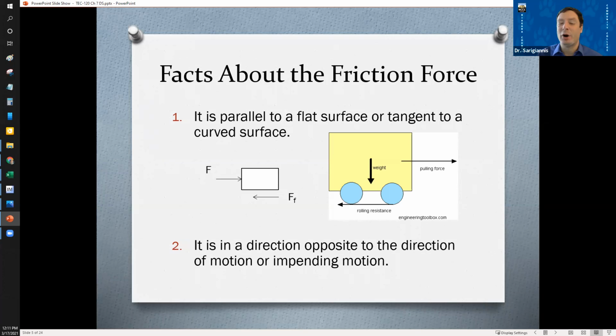Friction is always opposing motion. That's what the force of friction is doing, right? You need to overcome that force of friction, or you need to be constantly overcoming that force of friction to have motion. So it's parallel to flat surfaces, tangent to curved surfaces, and opposite of motion.